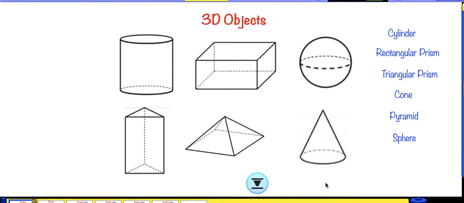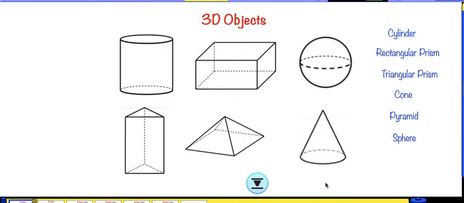Hello everyone. In the previous lesson, we reviewed the area of shapes, including composite figures. I hope that lesson is helpful. Today we are going to continue our discussion regarding 3D objects. So we change from 2D shapes to 3D objects.